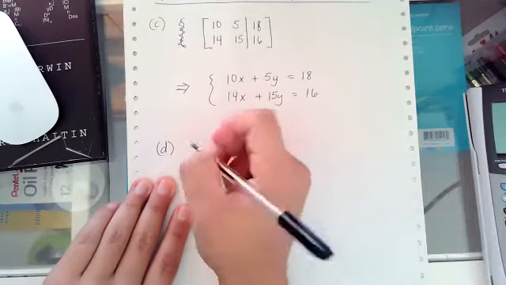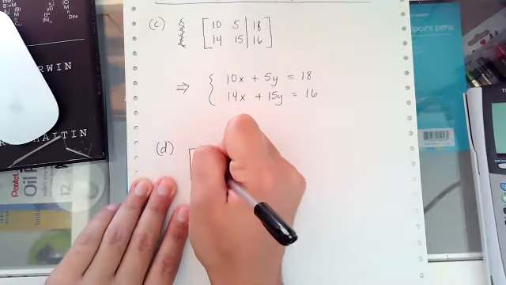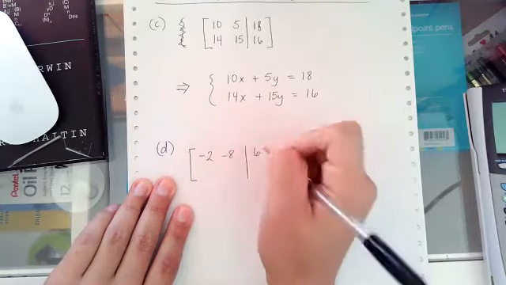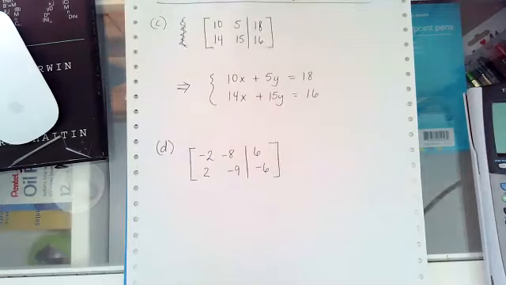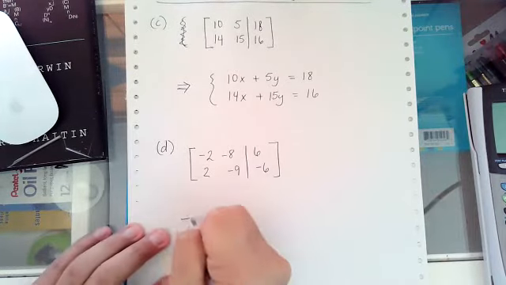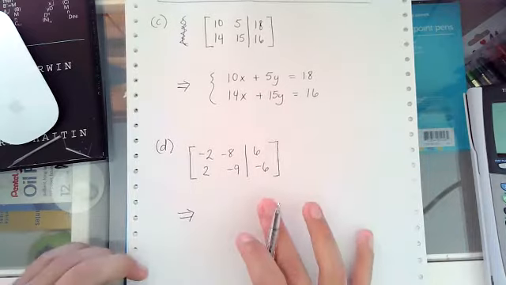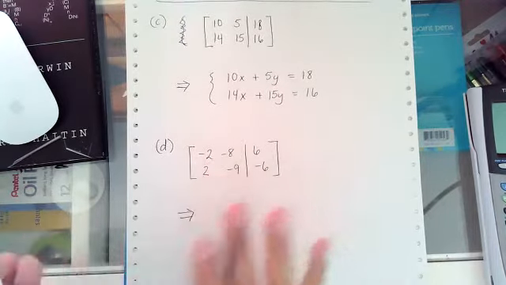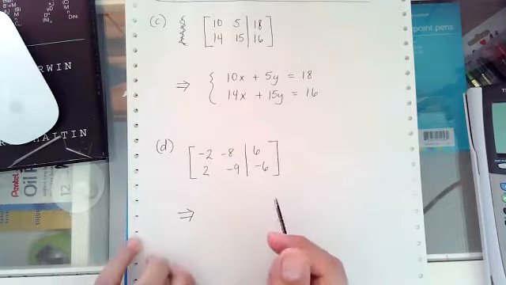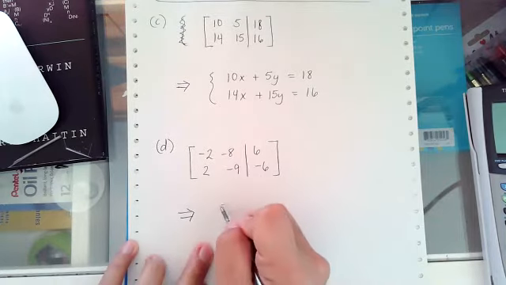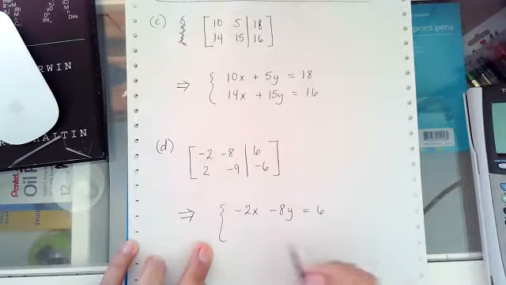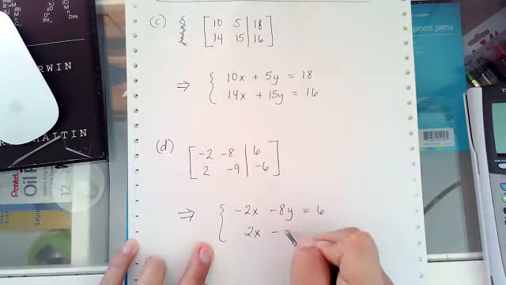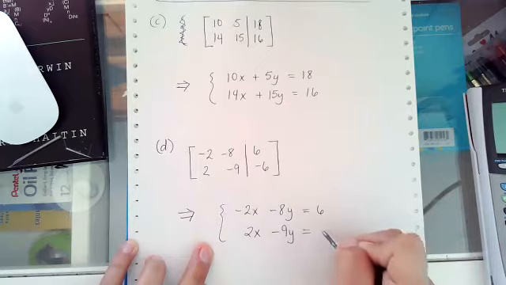Let's go ahead and do part ABCD. Convert this matrix into a system of equations: -2, -8, 6, and 2, -9, -6. If you want to think this one out loud and tell me what it is, I think we're starting to see it's pretty easy to go from our matrix to our system of equations. -2x minus 8y equals 6. And 2x minus 9y equals -6. Boom.